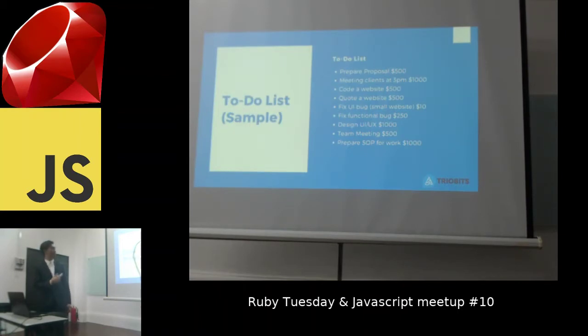Okay. So this is a to-do list, a sample. Let's say preparing a proposal for a client costs you $500. I mean, it has value of $500, because what if this proposal is successful, you make $10,000. You can use this as a quotation for your client as well, right? Based on this as well.